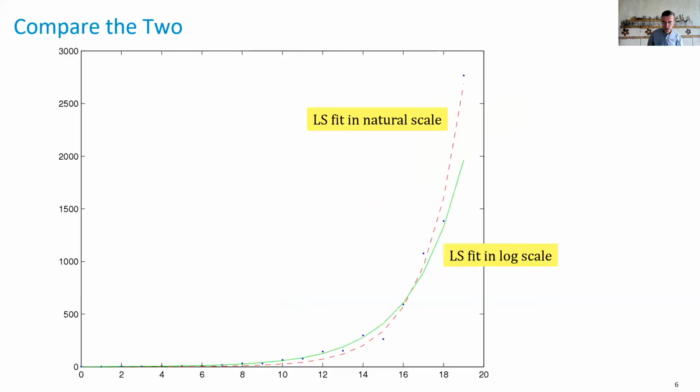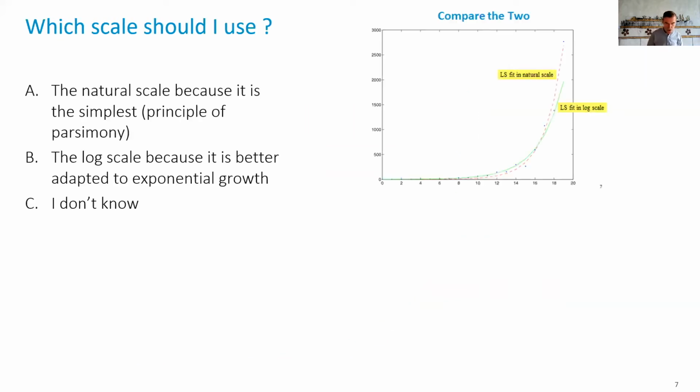So in reality, what we have obtained is two different fits. Here is the red one, here is the green one. Both are not exactly the same. They are roughly the same, but as we can see, towards the future, they tend to go very differently, which is why the two predictions, the red in natural scale, the green in log scale, would have very large variance for the future. So that leaves the question: which scale should we use here?